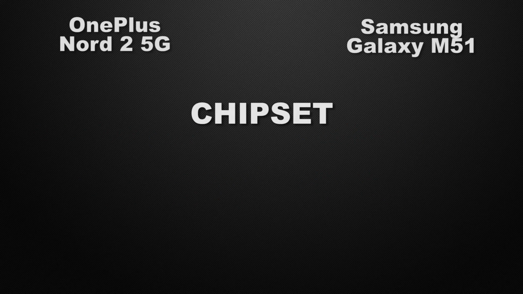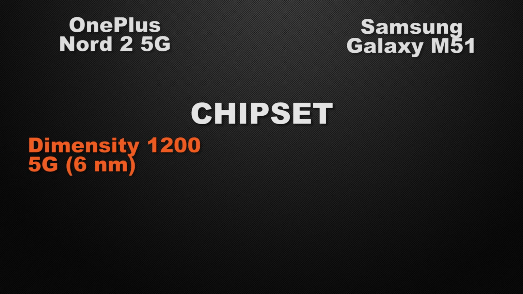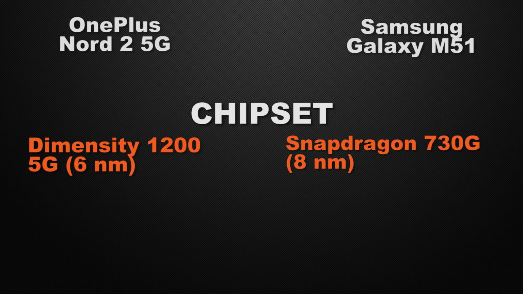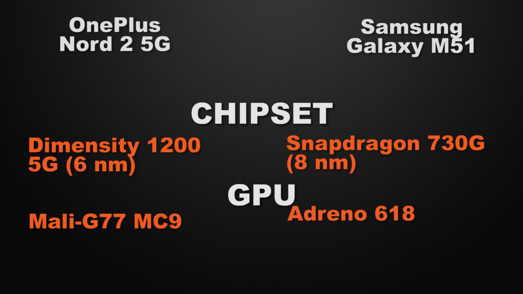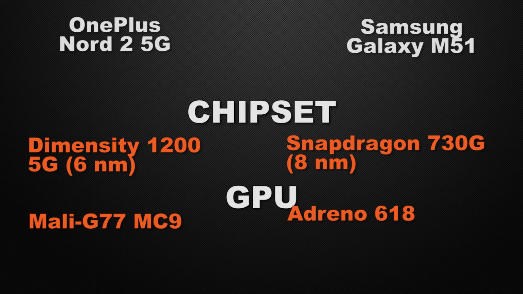Let's talk about the processor of the devices. Nord 2 is powered by Dimensity 1200 5G based on a 6nm process, whereas M51 is powered by the 730G based on a 7nm process. So the winner here is Nord 2 because it has a faster processor, which gives you faster processing speed. And about the GPU of the devices, Nord 2 is spec'd with Mali G77, whereas M51 is spec'd with Adreno 618. So the winner here is Nord 2 because it has a faster GPU, which gives you faster FPS in games.